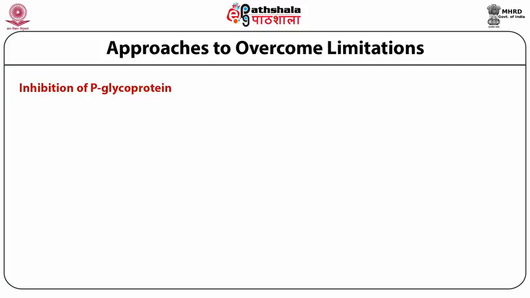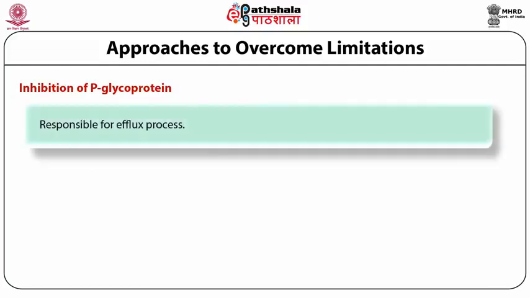P-glycoproteins are present in the intestinal cells and they are efflux proteins, which means that if some of these molecules find their way into the cells by way of passive diffusion, the P-glycoproteins will efflux them back outside into the lumen. Therefore, if we are able to inhibit the P-glycoproteins, we are enhancing the absorption of these bioactives.